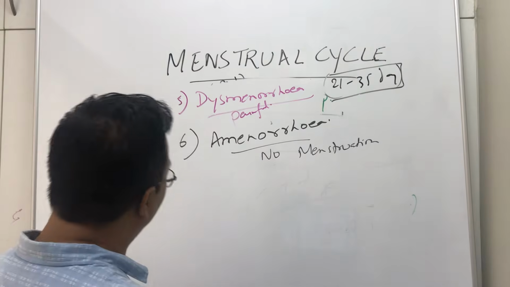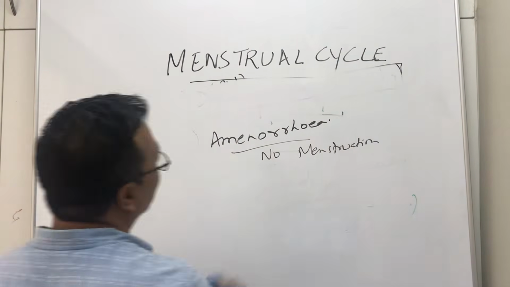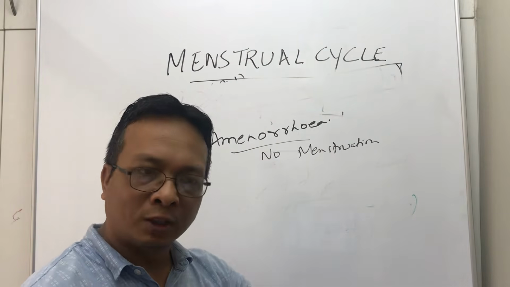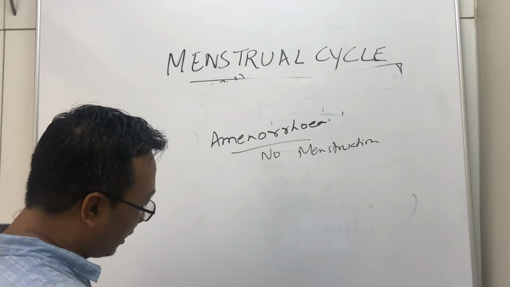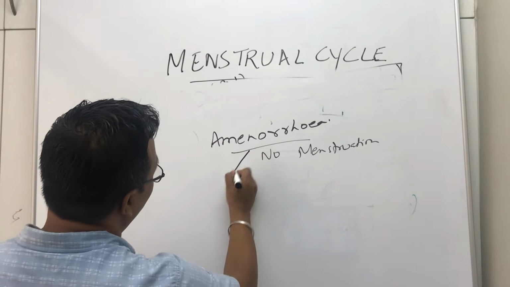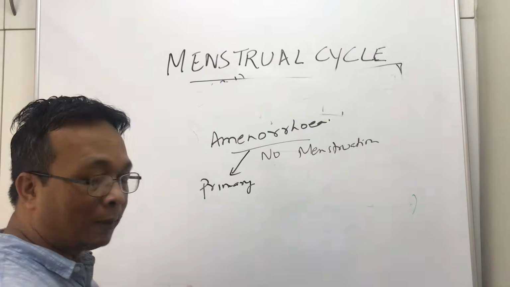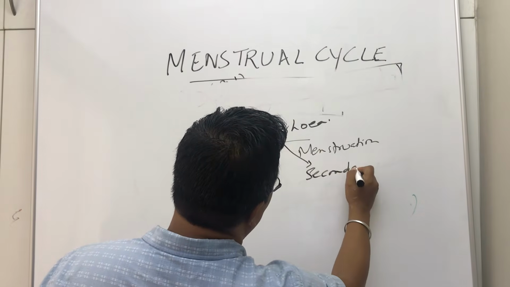So first we'll deal with amenorrhea. So amenorrhea means no menstruation. When the menstruation is missed, we call it amenorrhea. Now amenorrhea can be primary or secondary. Amenorrhea is of 2 types: primary and secondary.